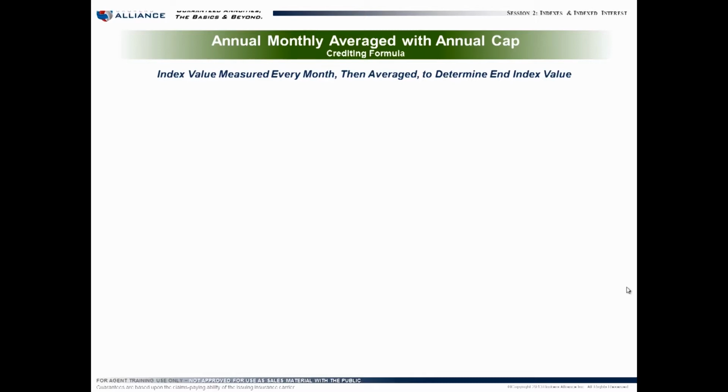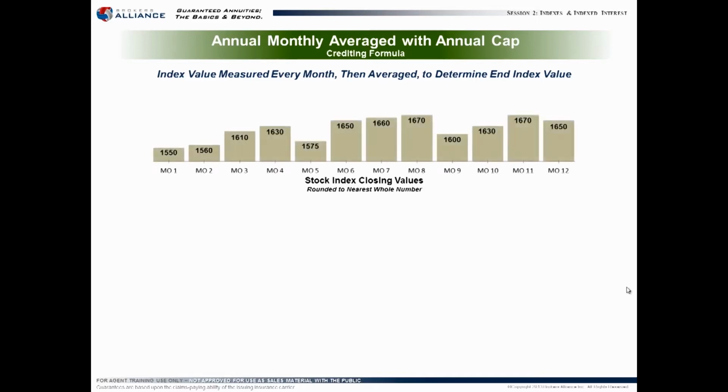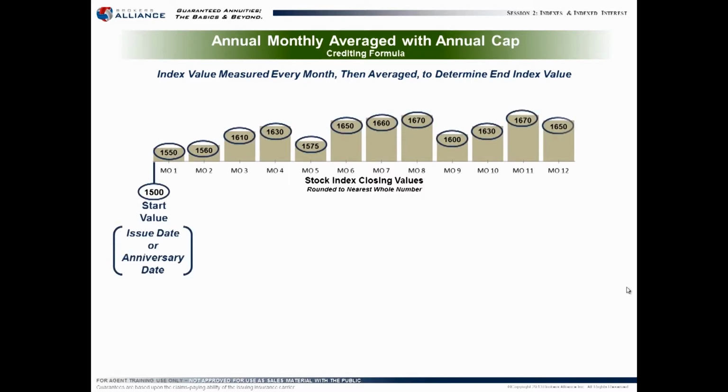With the annual monthly average with an annual cap, the index value is measured every month and then at the end of the crediting period, 1 year in this case, averaged to determine the end index value. So we look at this again, that crediting period always begins either at the issue date or an anniversary date. We'll assume that our starting value in the index in this example is 1500.